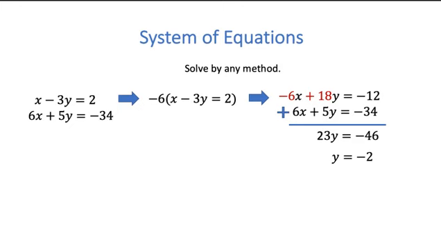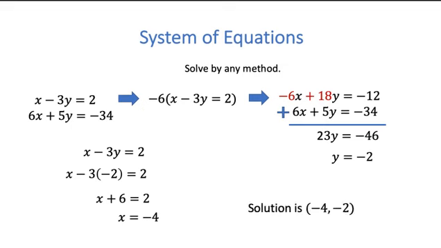Now, I'm going to go back to our equations. I picked the top one, but it doesn't really matter. I'm going to plug -2 in for y and solve that equation. And I get that x is equal to -4. So the solution to this system is -4, -2. Okay, let's look at another example.